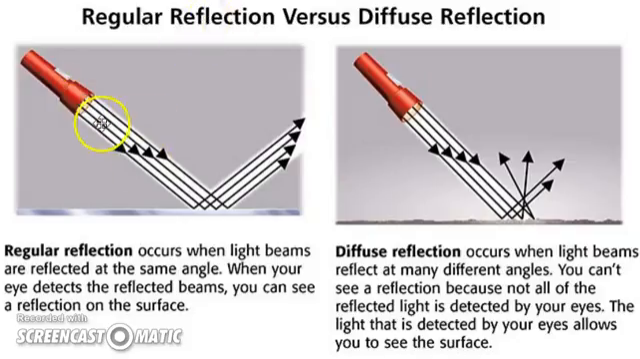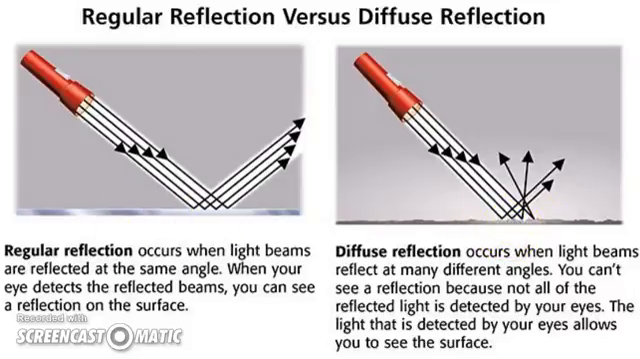So comparing specular to diffuse reflection, we're seeing a whole different set of events that take place with the photons. Here, all of them are reflecting off. Here, they're deflecting off in different directions. Here, we can apply the law of reflection. And here, we're really looking at diffuse reflection. They're moving when all the beams reflect at many different angles. You can't see a reflection because not all the reflected light is detected by your eyes. The light that is detected by your eyes allows you to see the surface. Here, we can see the surface.